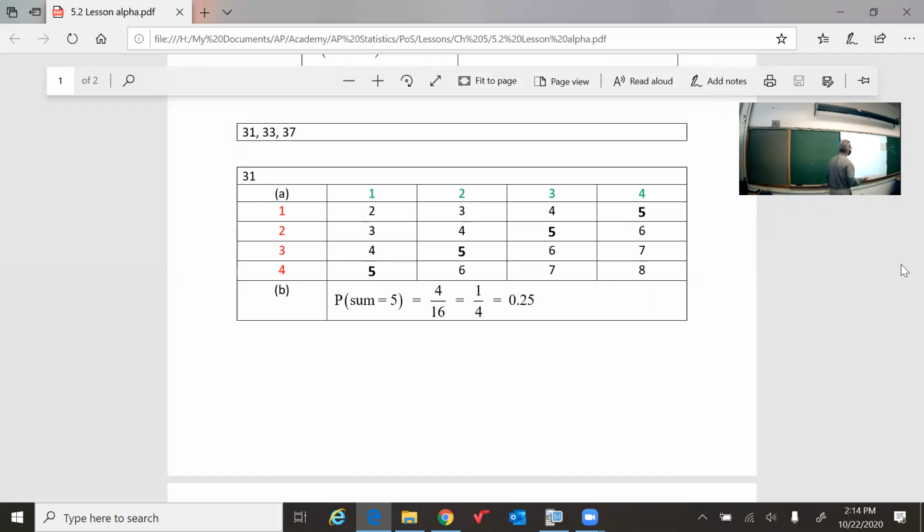So we just count them. 1, 2, 3, 4 5s out of 4 rows and 4 columns, 4/16. The probability of getting a 5.